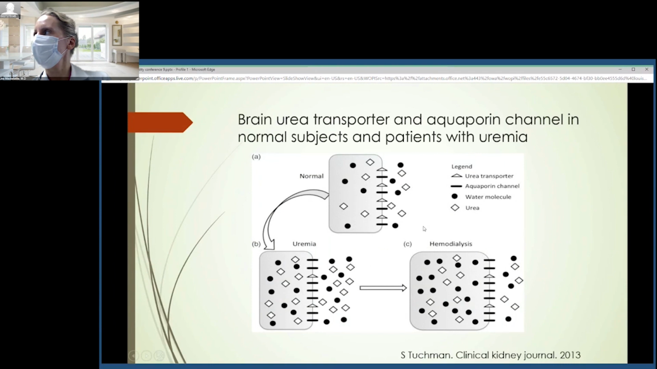So when you do hemodialysis, you decrease the urea concentration in the blood, but you still have it in the cells, and it can only squeeze through those few channels. And you have a ton of aquaporin channels, so the water just gets in there.